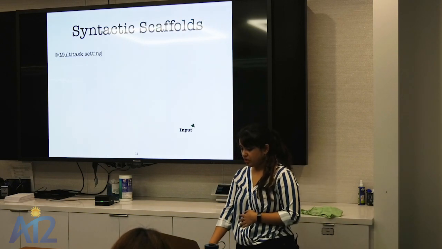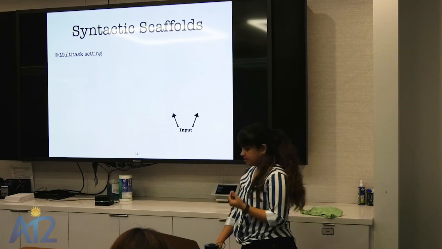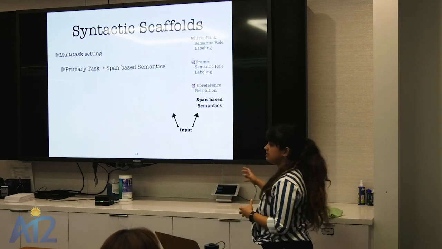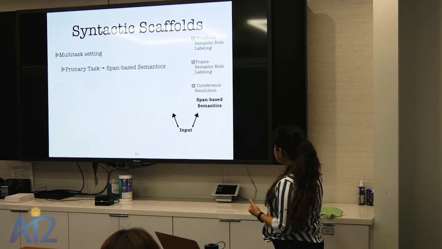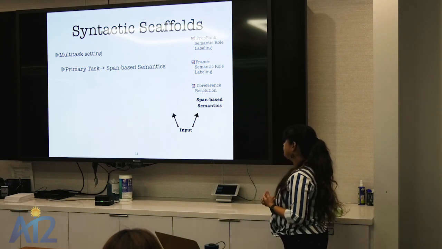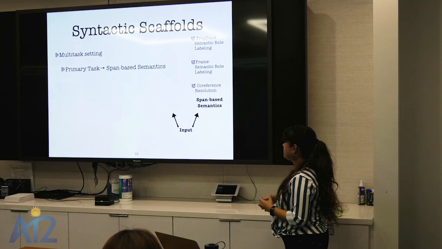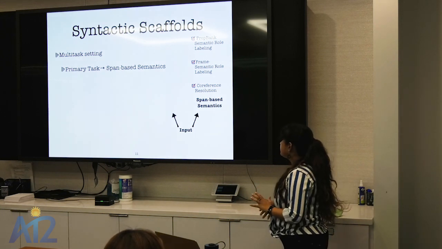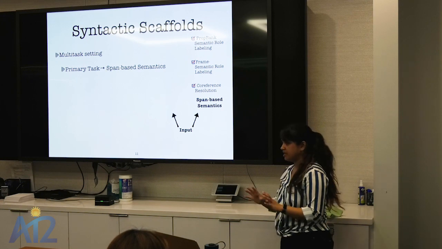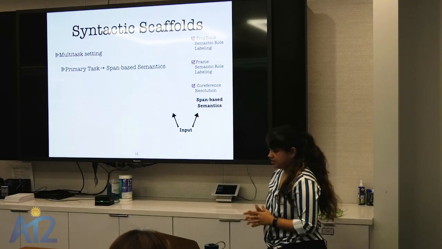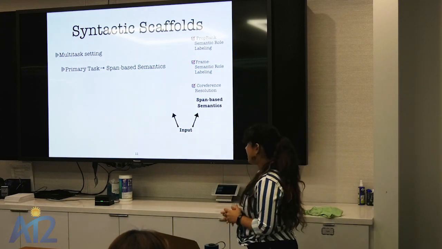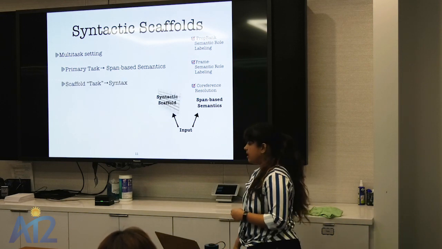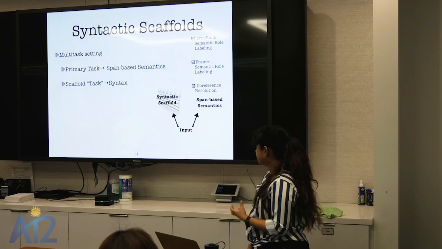So to be a little more concrete, we're still in the multitask setting where, given the input, our primary task is the span-based semantics tasks. So here we have 3 different flavors of span-based semantic structures. I won't go into the details of each of the structures, but you can think of them as 3 different span-based semantic formalisms. And as our scaffold task, we have syntax.